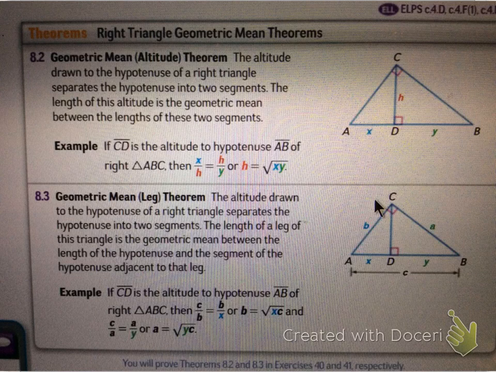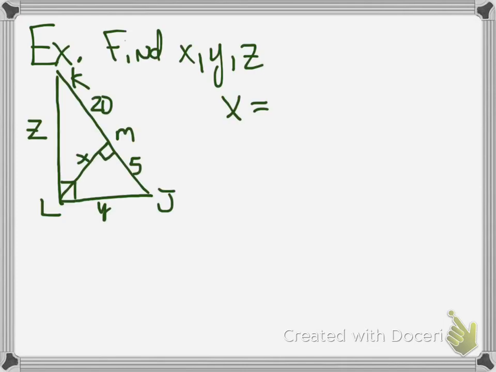And basically what happens here is it's easier to see in an example, but what we're going to do is use the geometric mean to help us find other sides of the triangle when we only have part of one side or two. Okay? So in this example, I have a triangle. The large triangle is KLJ, and then I have smaller triangles like MJL and MLK, and I want to find x, y, and z.